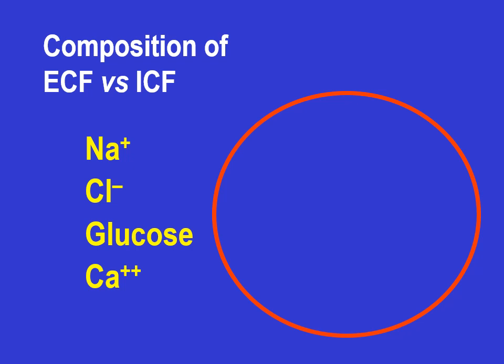Chloride is more concentrated outside the cell than inside the cell. Chloride has a single negative charge, a monovalent anion. Glucose is more concentrated outside the cell than inside the cell. And calcium ions are more concentrated in the extracellular fluid. Calcium is a divalent cation, two positive charges.